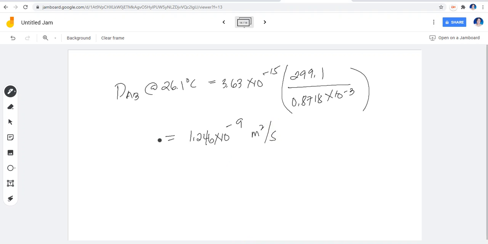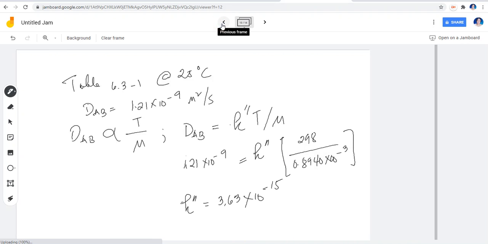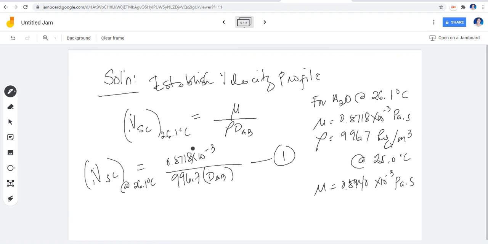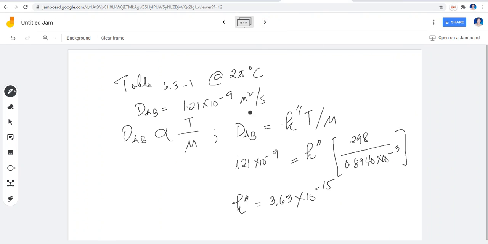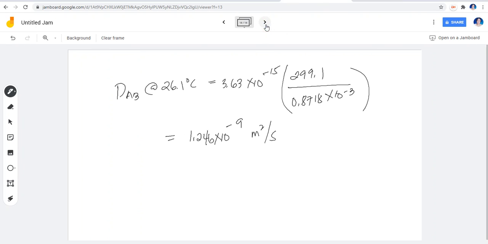Now, having the molar diffusivity already, I can go back to my Schmidt number here from equation 1 and determine its value. So we'll go straight to the value of the Schmidt number. So from 1, you'll get the dimensionless number Schmidt number equal to 702.34. Now you have determined it. We can go now to the Reynolds number.